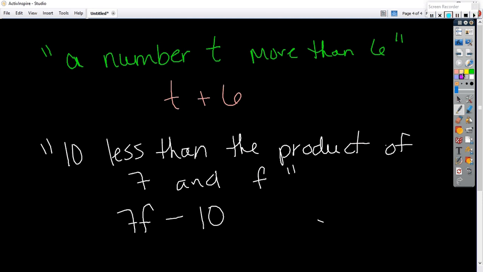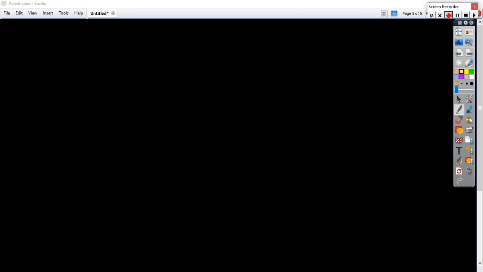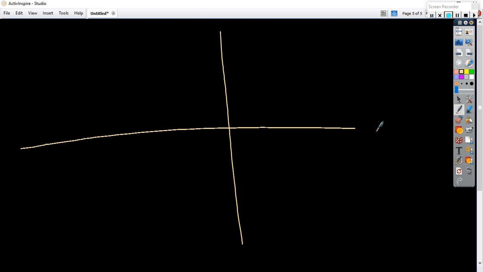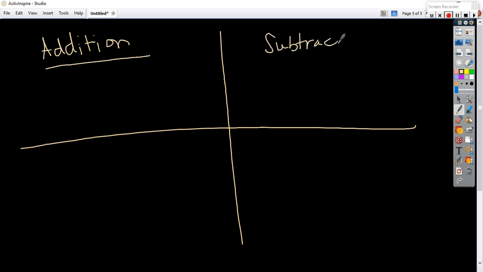All right, so just some keywords real quick, and I'll be done, and it's almost time to go. I'll give you your homework. Some keywords for some operations. Let's do a little chart. Let's say addition. I'm going to give you some phrases, and I want you to classify where they need to go. Subtraction. Multiplication. What's the other one? Good job. Division.